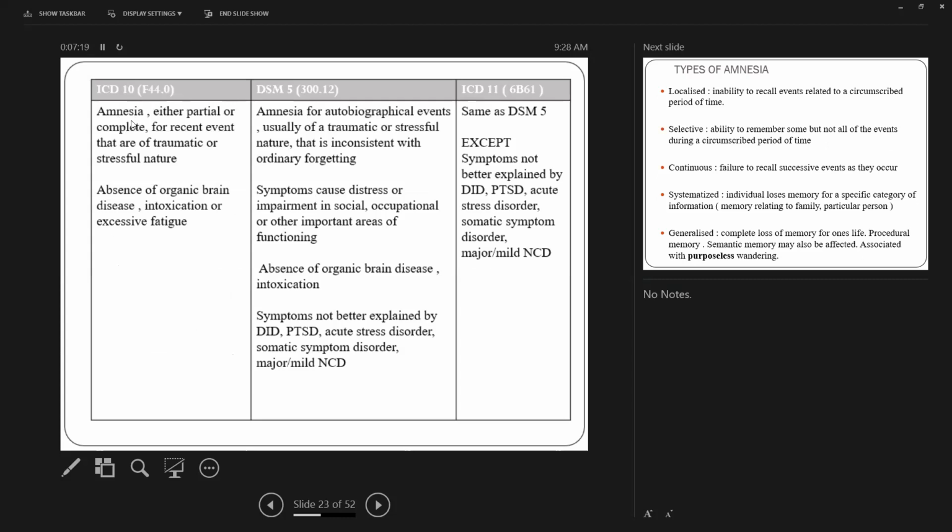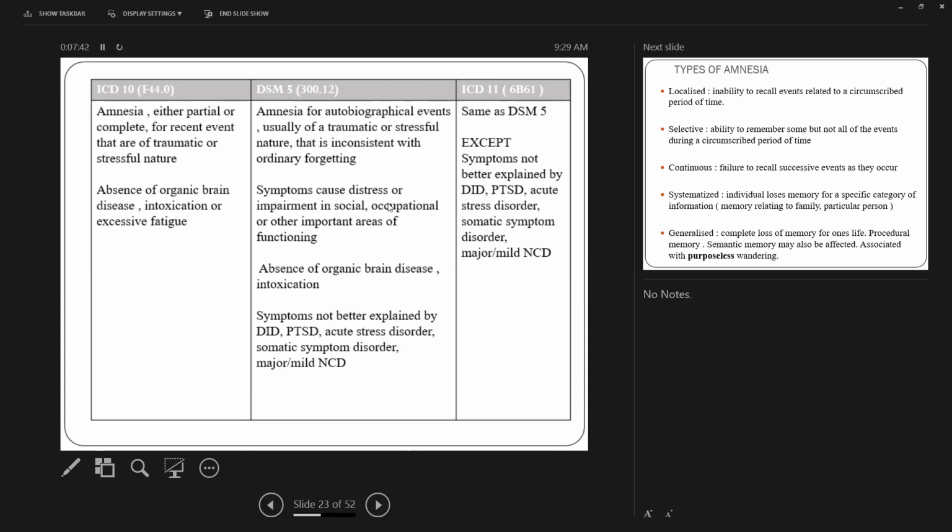In ICD-10, the diagnostic criteria is amnesia, either partial or complete, for recent events that are of a traumatic or stressful nature. And then there is absence of any organic brain disease, intoxication, or excessive fatigue. In DSM-5, they have written it specifically: amnesia for autobiographical events, usually of a traumatic or stressful nature, that is inconsistent with ordinary forgetting.